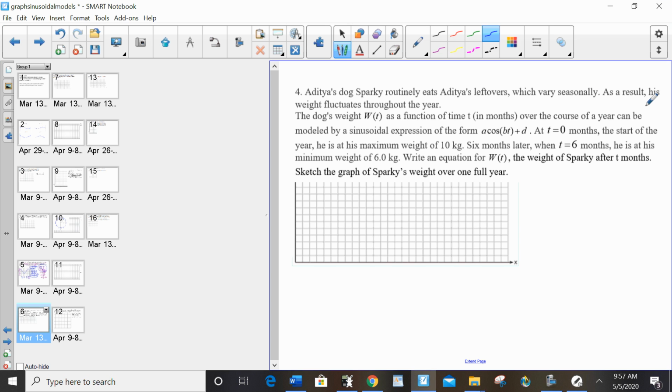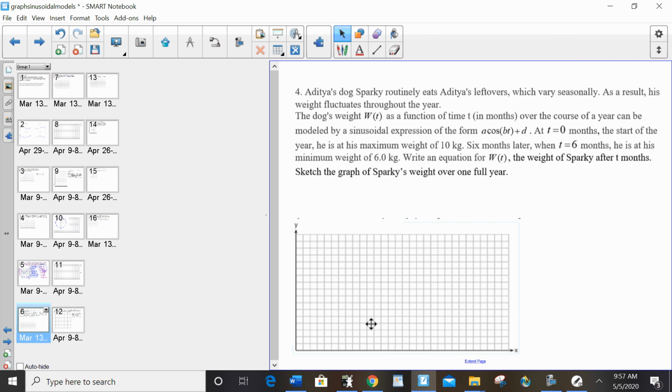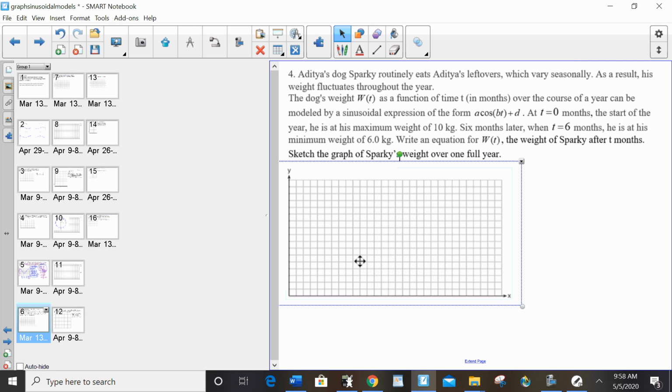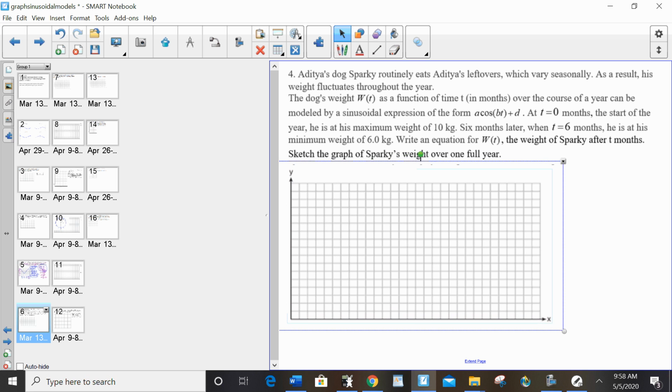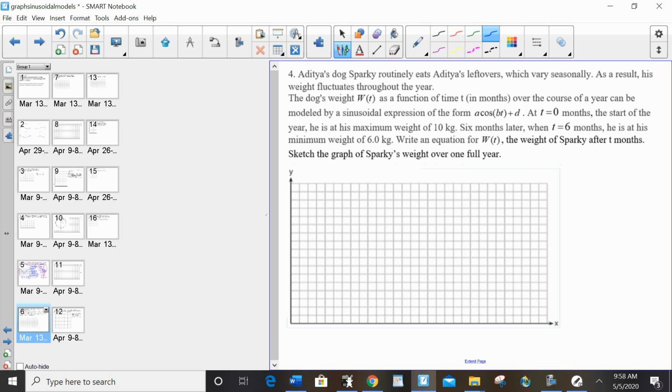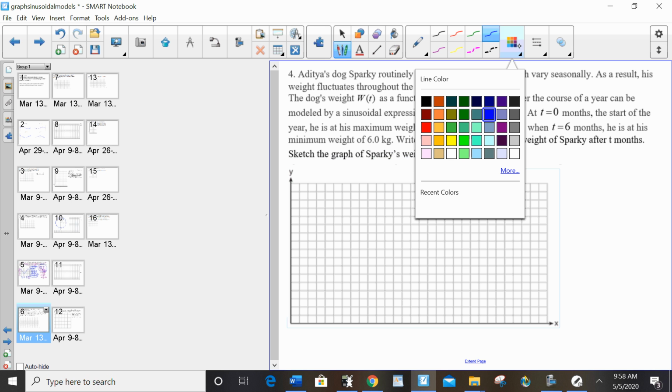I asked you number 4. Let's take a look at number 4 as well. Let's go a new color. I'm a little bored with these colors. Ooh, this one looks cool.